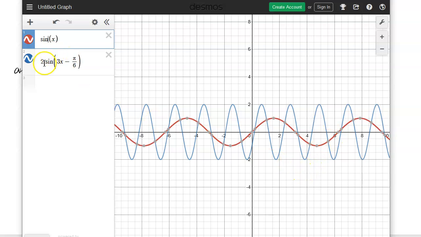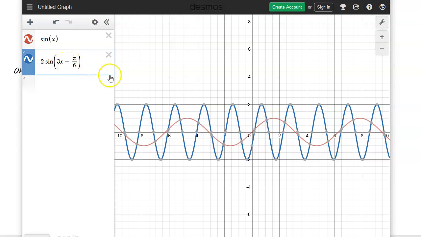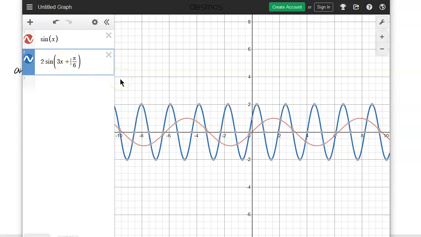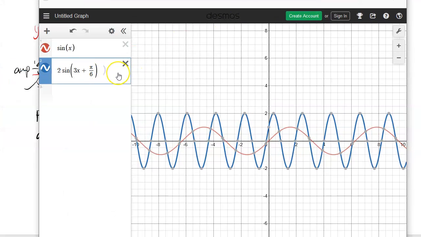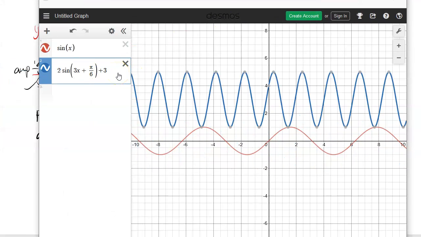Now what happens if I do 2 times sine 3x, plus pi over 6? What did I write? Plus 3? Okay, so if you have plus 3, plus 3 immediately made everything go up. And then this 3 makes things get squashed. The 2 makes it taller. And then plus pi over 6, it kind of shifts around.